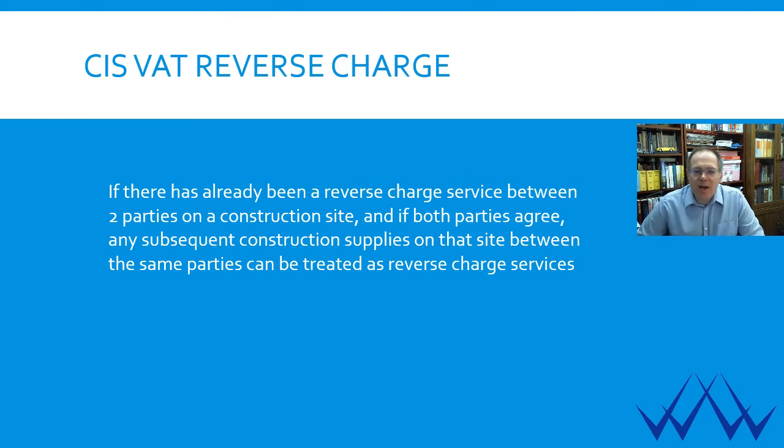So what about a situation where perhaps you have a contractor and subcontractor working on a number of different contracts? Perhaps they're building a house and it's a big construction company. Do you have to look at each contract every single time you raise an invoice? Well, the answer to that in theory is yes. But what HMRC have said is that if there's already been a supply caught by the reverse charge rules between two parties, as long as you agree, any other supplies on that site can be treated as a reverse charge. I think the idea is they're thinking, well, if you're doing it once, then the likelihood is you're probably going to be doing it again on the same site.